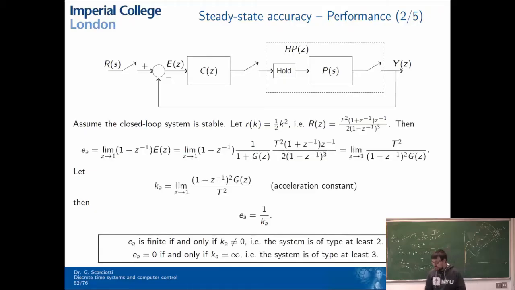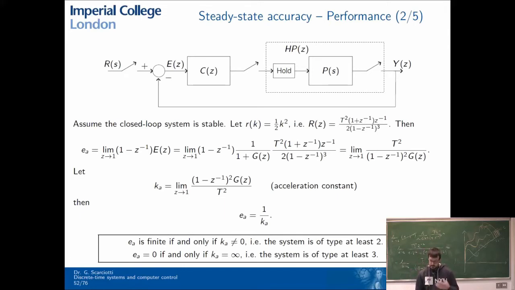In the next slide, we study the next type of reference, and that is the parabola. Okay, so this is the type of reference. The analysis is exactly the same, so I'm not going to comment on this. We get similar expressions. We define the constant, the acceleration constant, and we have that the error behaves in this way, and obviously what we obtain is that the error is finite if the system is of type at least 2, and the error is 0 if the system is of type at least 3.